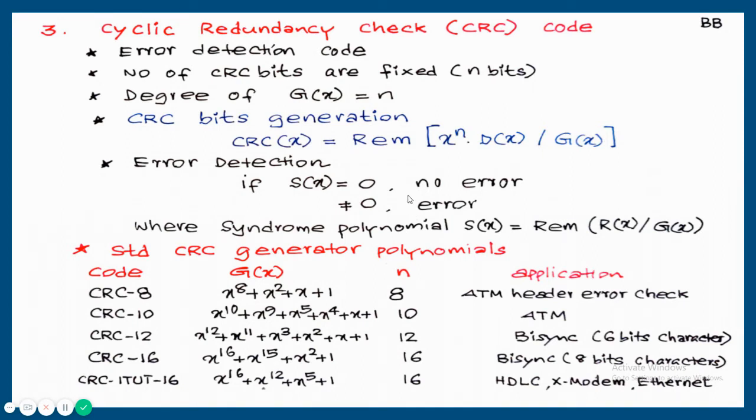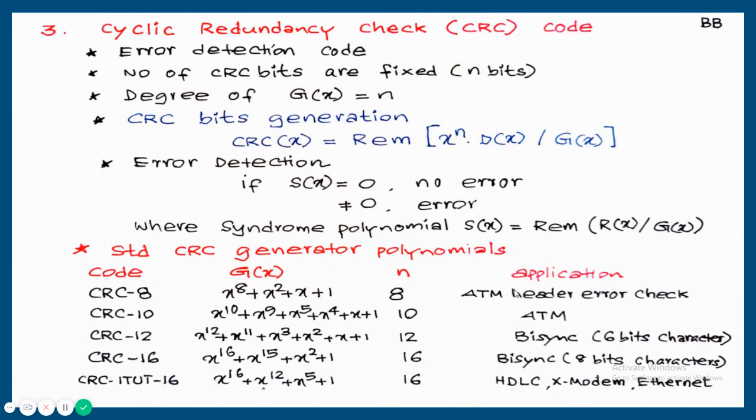The name of the first CRC polynomial is CRC8. That will generate 8 CRC bits. Normally that is used for byte-oriented transmission. Number of CRC bits are 8. Application is also written here.